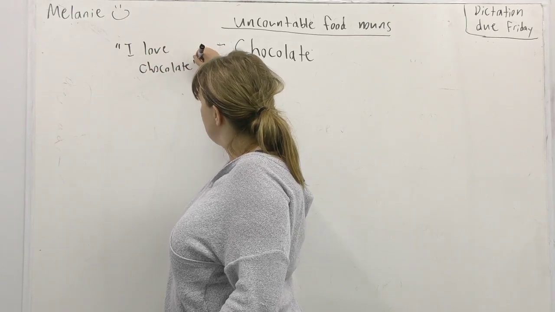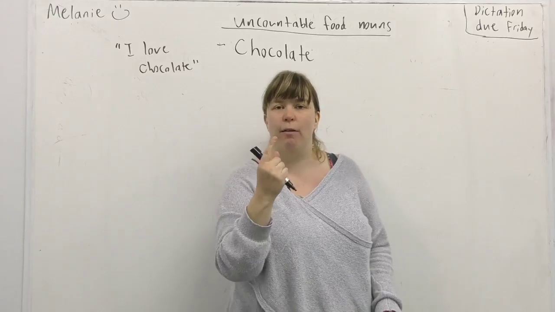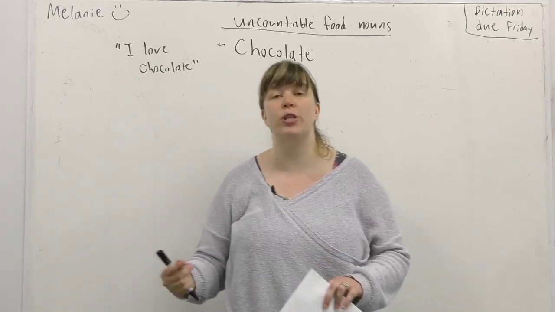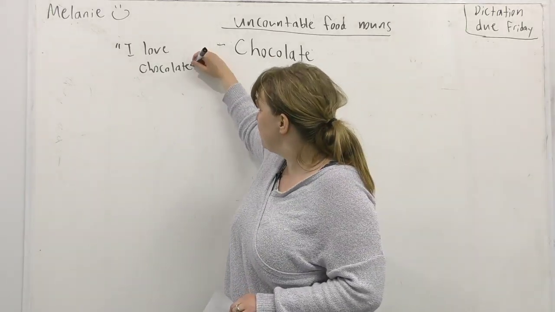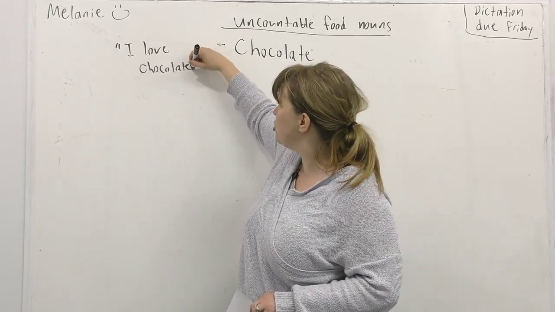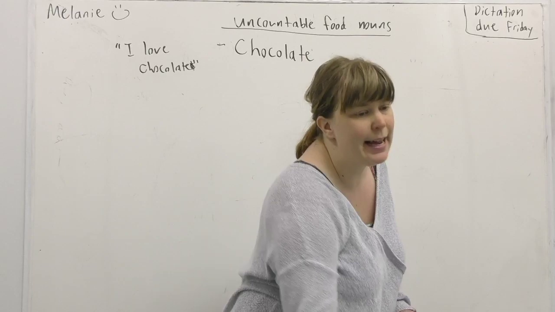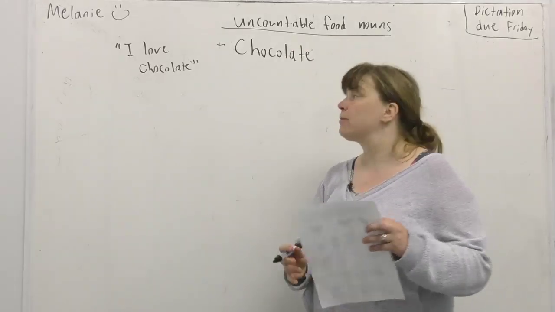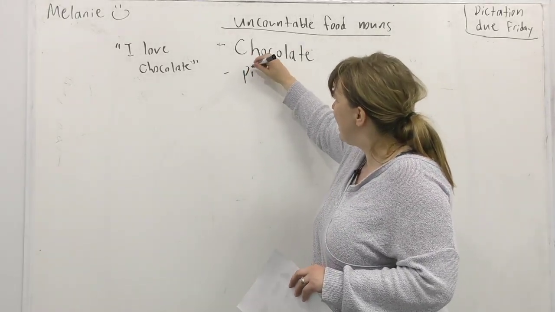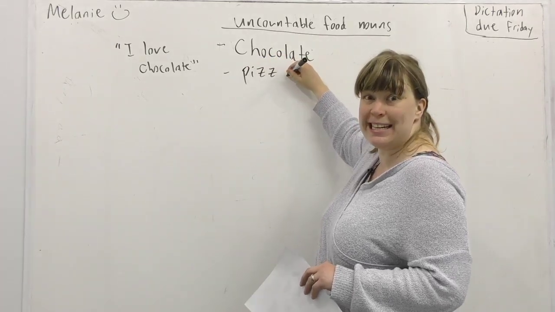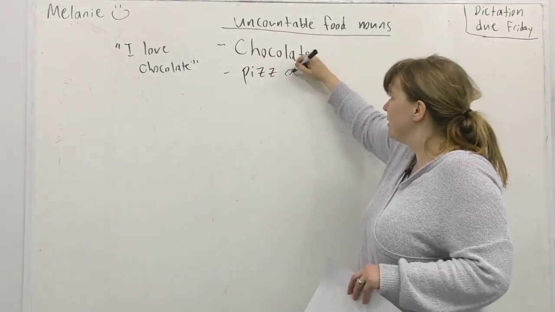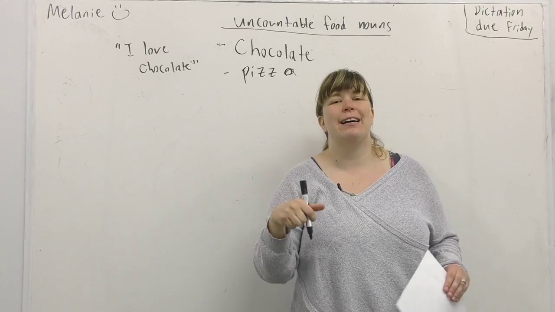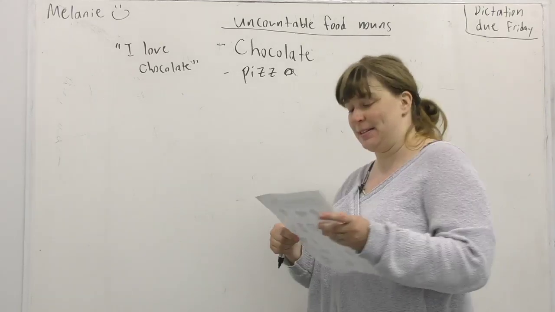Usually when we're talking about countable nouns, like I love apples, I love mangoes, I love oranges, then we have S at the end. But for uncountable nouns, like chocolate, we usually don't say I love chocolates. Okay? Now, give me some more uncountables. Anything. Okay. I'll give you another one. Pizza. Everybody loves pizza, right? Hopefully. Okay. Pizza is uncountable. Typically, we just say, I love pizza. Not I love pizzas.